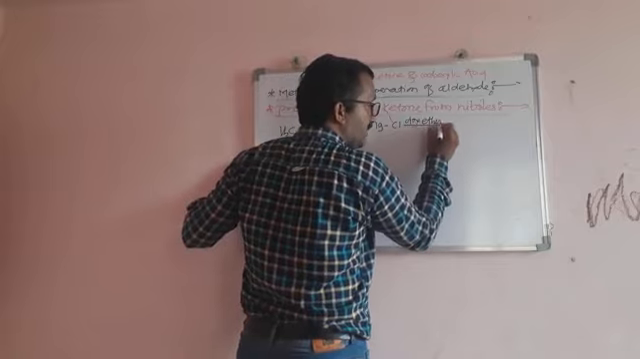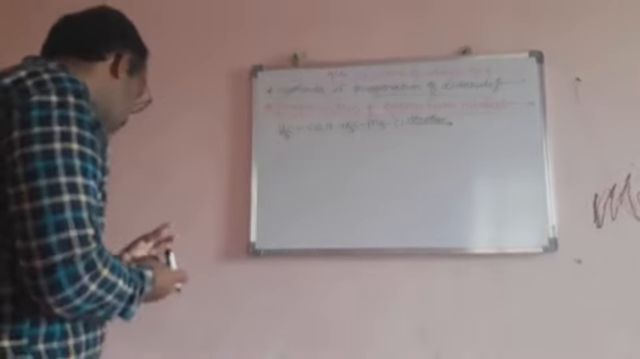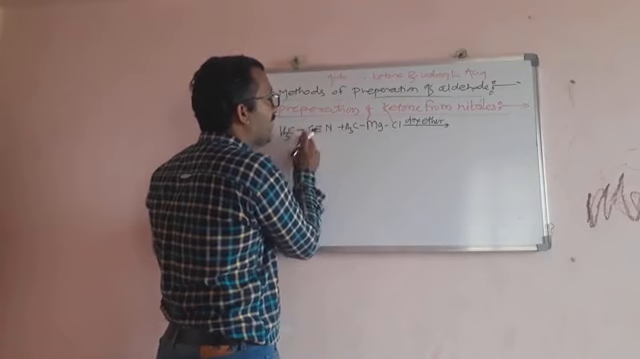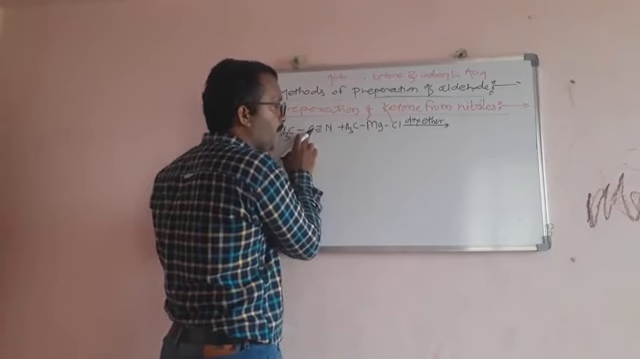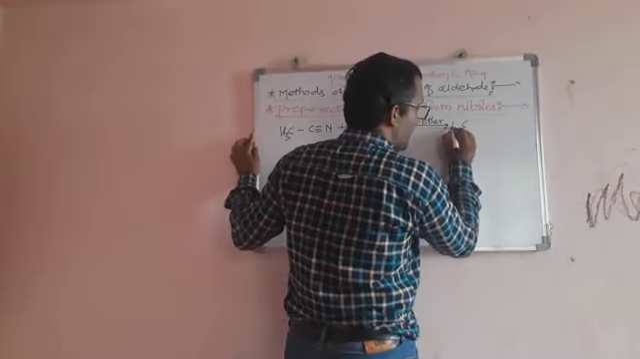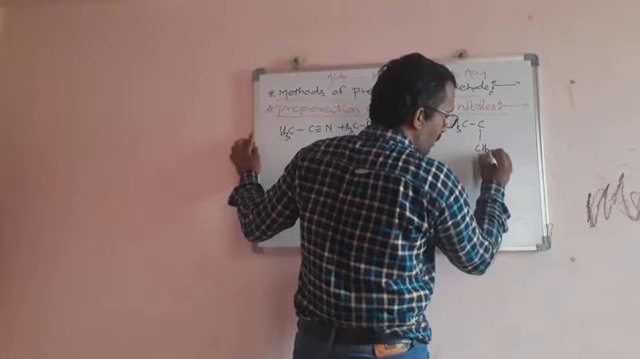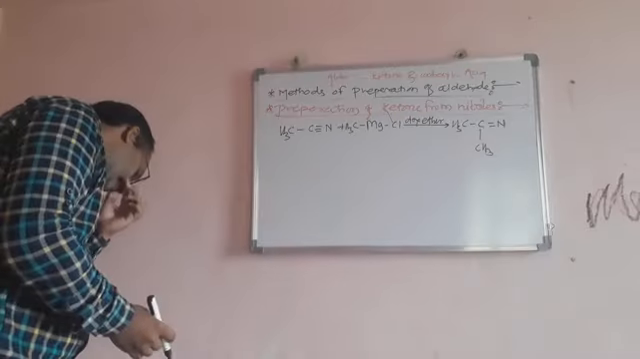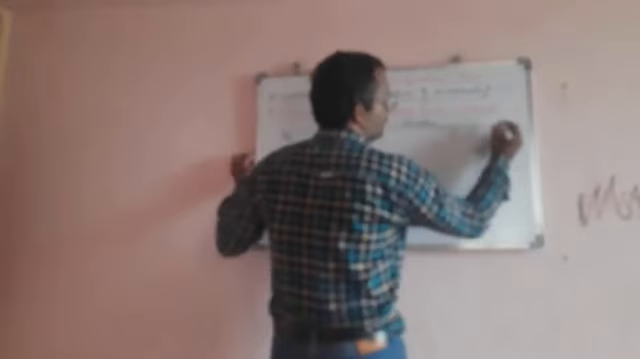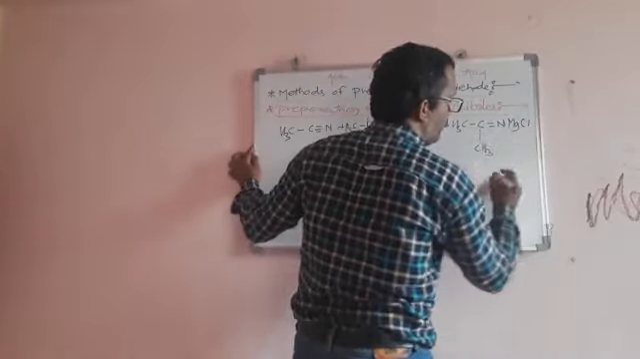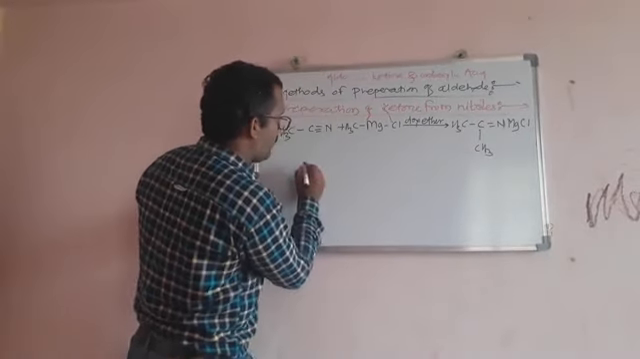In the presence of dry ether, it gets converted to the unstable product. Only one bond of the triple bond will be broken, and the electron pair gets shifted to the nitrogen, and the CH3 attacks the carbon. That forms CH3, C, CH3, double bond N, MgCl. That is the unstable product.